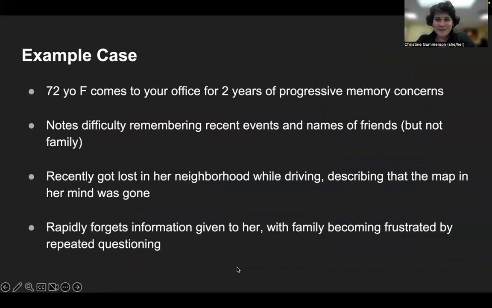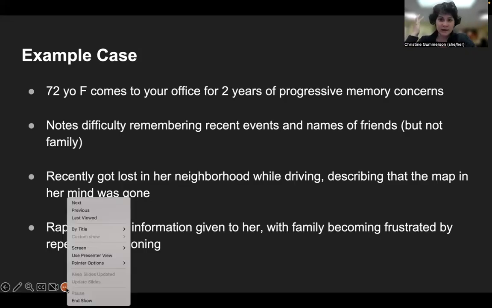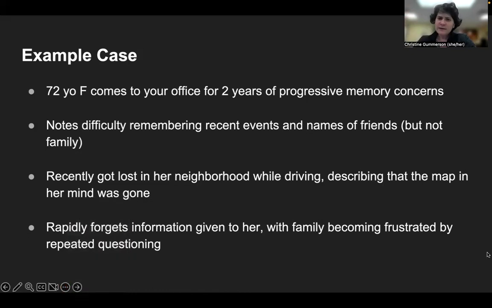So now we're going to dig into a little bit of a case. A 72-year-old comes to your office, you guys are the neurologists, and she shares with you that she's had 2 years of memory concerns, particularly some difficulty remembering recent events and names of friends, but not the names of people who are really, really close to her. She also recently got lost in her neighborhood while driving, which was really scary. And she said, it was like the map in my head was gone. I suddenly didn't know where to turn. And her family's also started to get a little bit frustrated with her because she starts to repeat information over and over again.